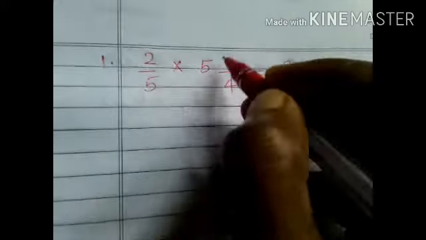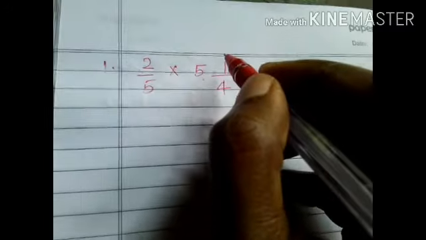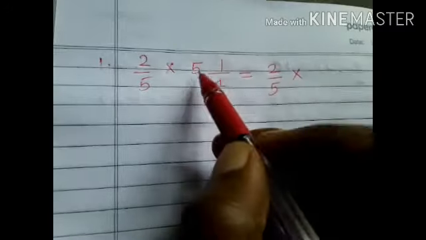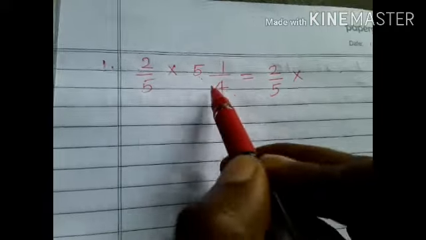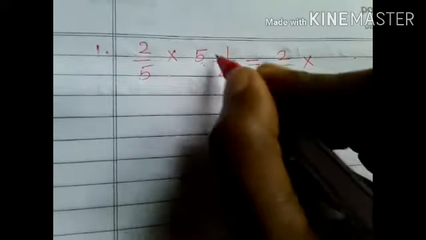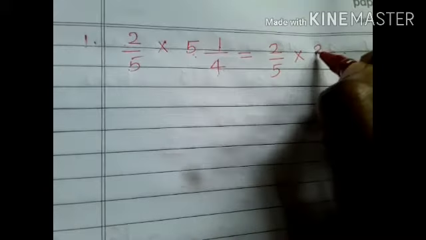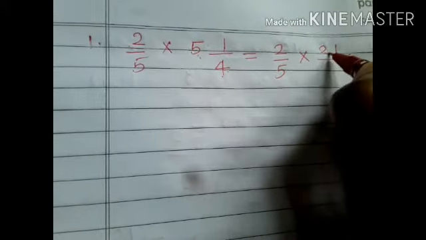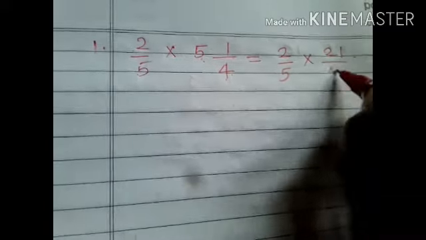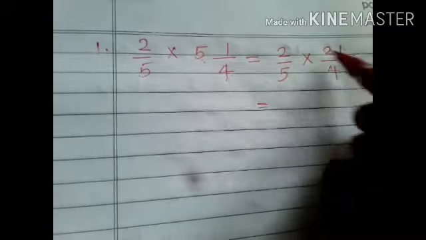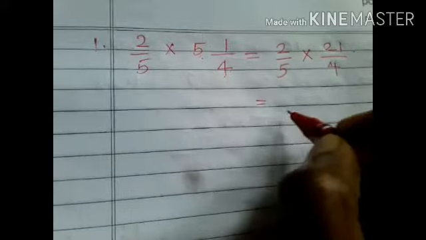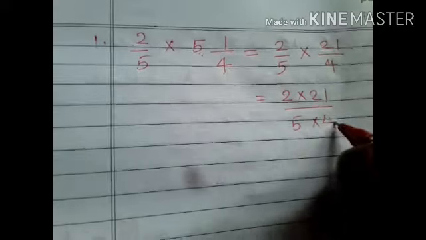How to solve this? 5 1 by 4 is converted into an improper fraction. So we get 5 4s are 20, 20 plus 1, 21. 21 divided by 4. Then multiply the numerators and multiply the denominators: 2 into 21 divided by 5 into 4.